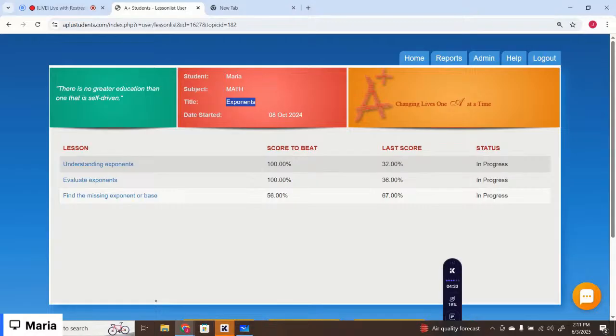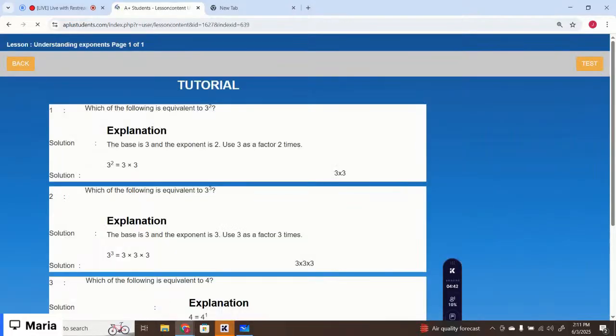Here I am on grade 5 math. The chapter we are on right now is exponents. Let's just start with the first lesson, that is understanding exponents. Which of the following is equivalent to 3 exponent 2? So 3 exponent 2 means you need to multiply 3 two times. You need to use 3 as a factor two times.